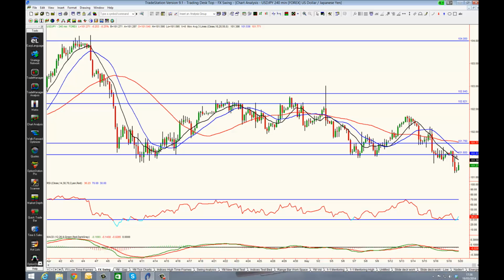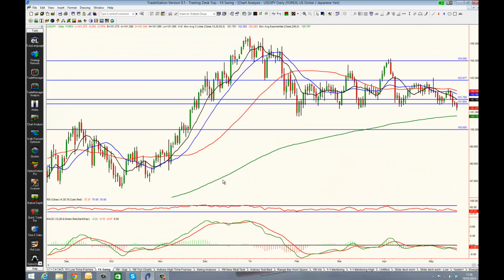So looking at where this 101.50 level actually corresponds with our moving averages at the moment, we can see that it's right there in between the 10 and the 20 period moving average, which is a zone that we utilize in our trading strategies. So if we get price pulling back up to this area, we may well start to consider opportunities if price finds resistance here.